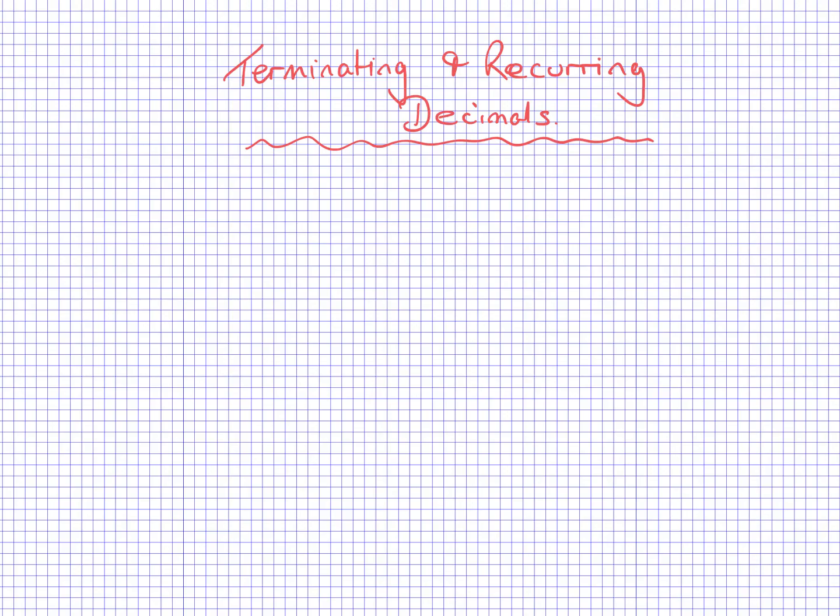All right, in today's lesson, we're going to learn about two different types of decimals called terminating and recurring decimals, which will lead into topics like irrational numbers and things like that.